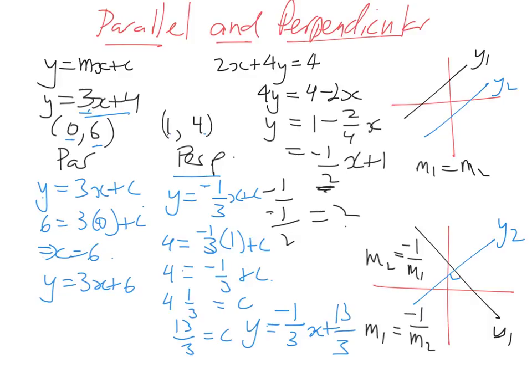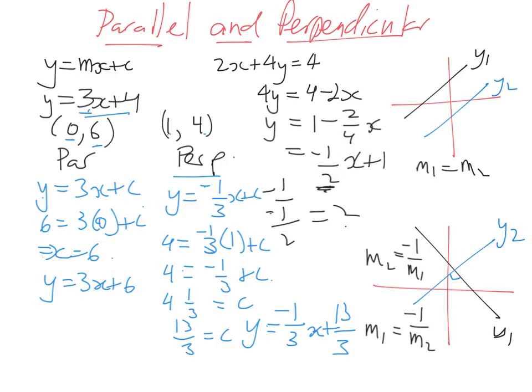So if lines are parallel, they have the same gradient. If they're perpendicular, one is the negative reciprocal of the other, so put a negative 1 on top of our number. If you're asked to determine if two lines are parallel, you're checking to see if they've got the same gradient. Make sure the equations are written in the form y equals mx plus c.